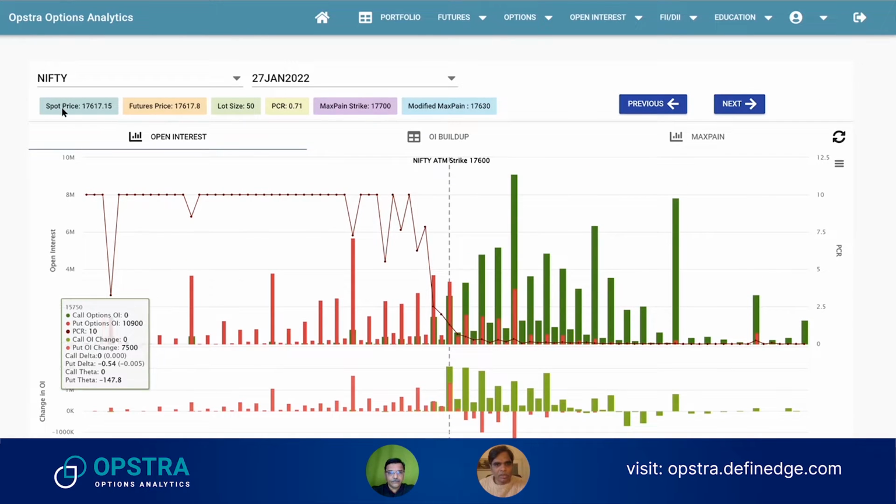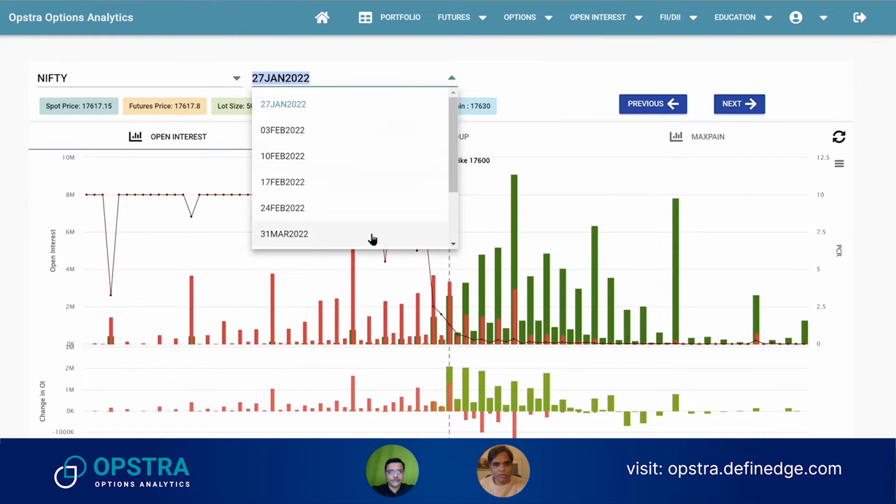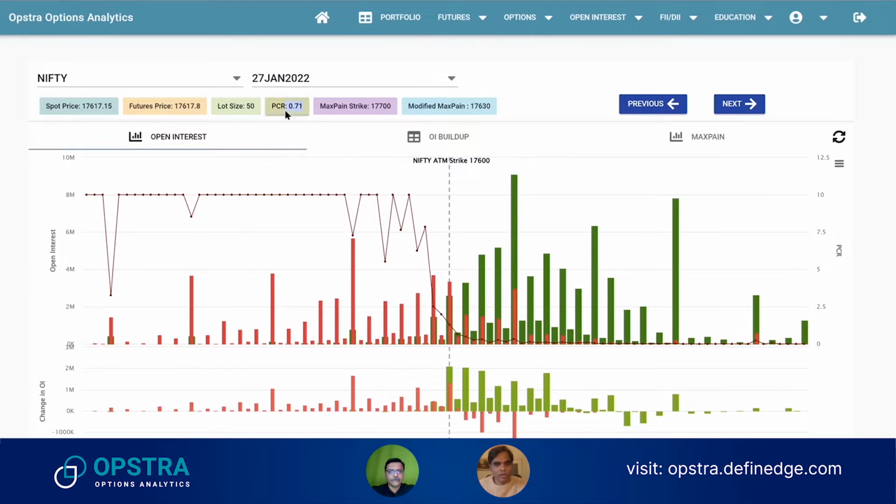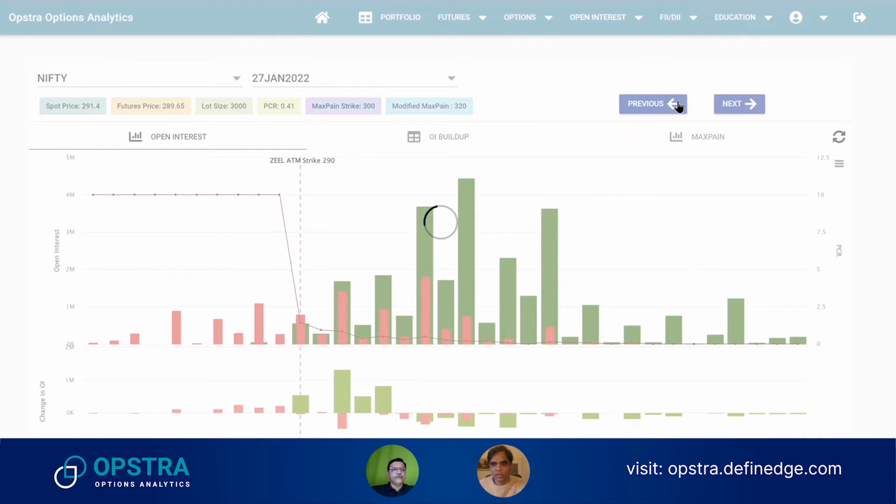And here you can change the expiry you want to look at. Here it will show the PCR, max pain, modified max pain, and then lot size. And here you can also scrub through different FNO stocks and indices by going back and forth.